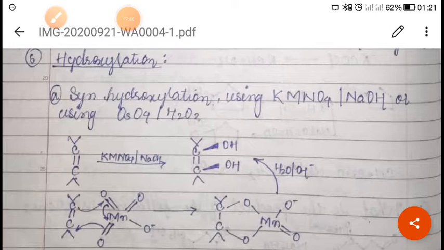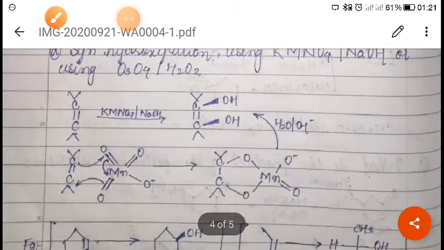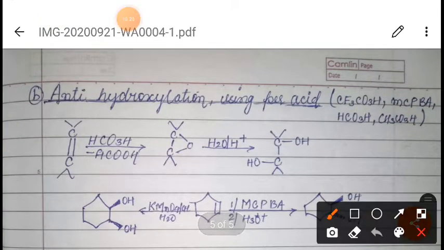Now next is hydroxylation. This is also called syn hydroxylation, using KMnO4 or NaOH or OsO4 or H2O2. So these are two types: one is syn hydroxylation, and the other one is anti-hydroxylation. When we are using syn hydroxylation, here we are using KMnO4 or OsO4 or H2O2 or NaOH. But when we are talking about anti-hydroxylation, at that time we are using reagents as you can see, CF3CO3H, and next is MCPBA or HCO3H and CH3CO3H, right? So these are some of the reagents we are using.